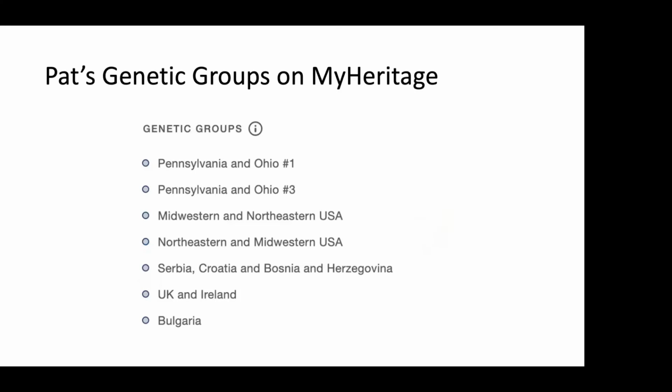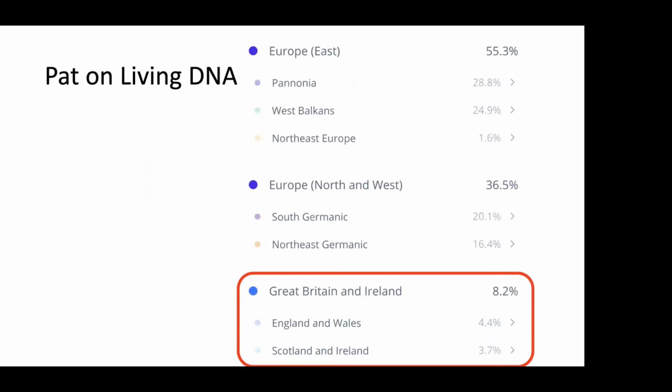A new feature at MyHeritage is genetic groups. They look at the family trees of her genetic matches to supplement the ethnicity numbers. This even includes more recent migrations within the United States. Many of Pat's mother's ancestors did migrate through Pennsylvania and Ohio before ending up in Michigan. Had we not known this already, such a clue could have been helpful.